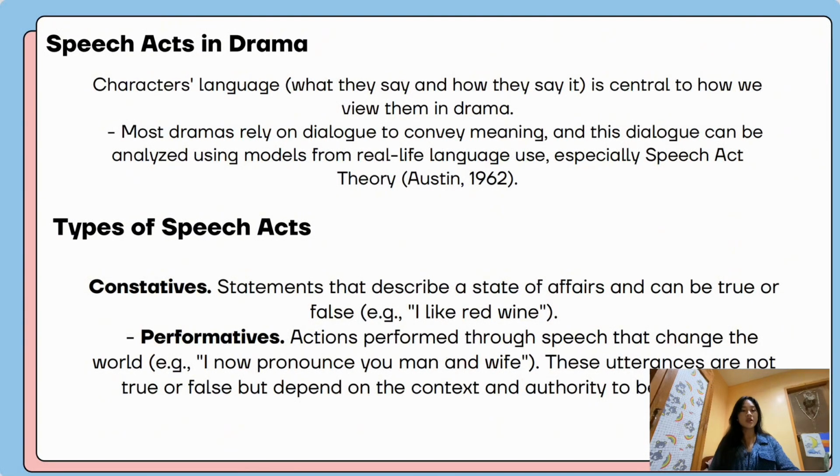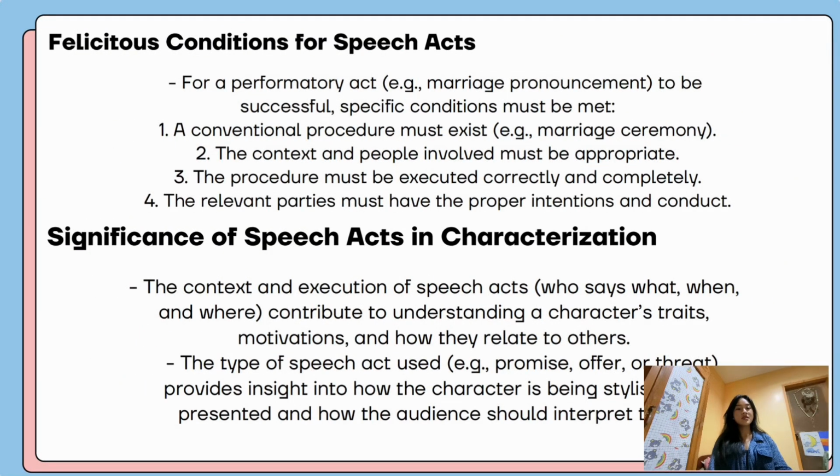Next is felicity conditions for speech acts. This refers to the specific conditions that must be met for performative speech acts, such as a marriage pronouncement, to be successful or effective. If these conditions are not met, the speech act may fail or not have the intended effect.